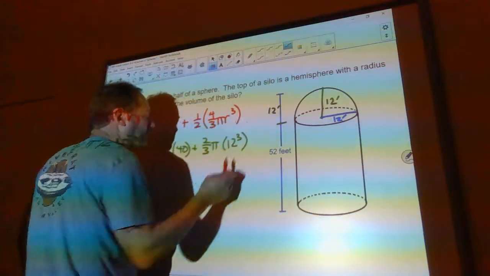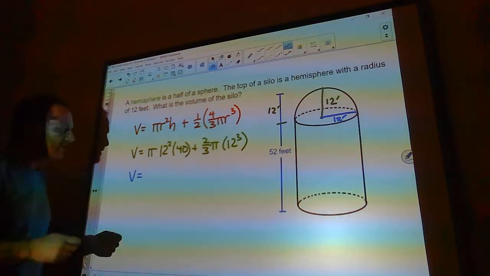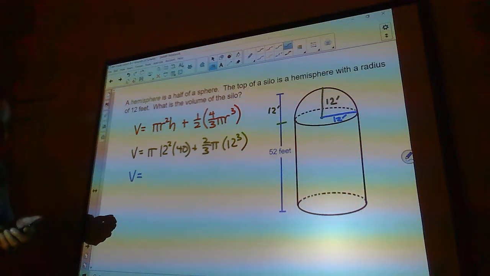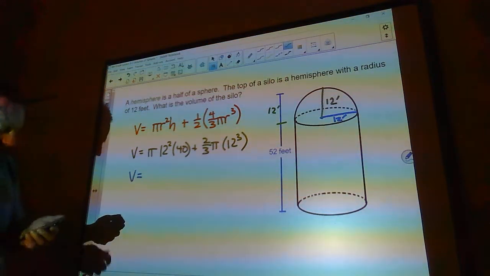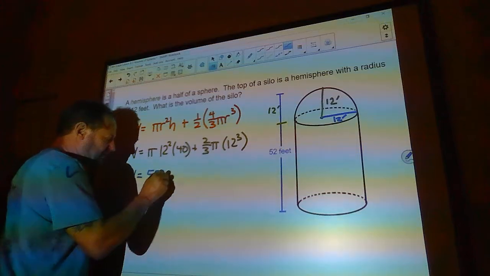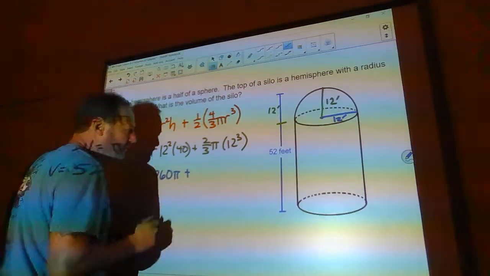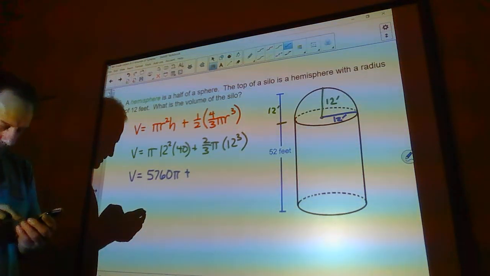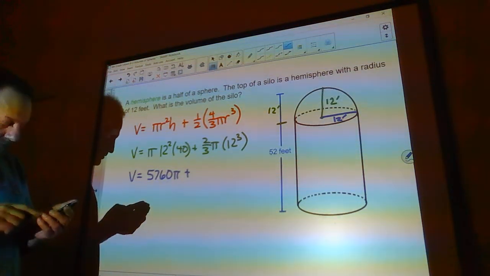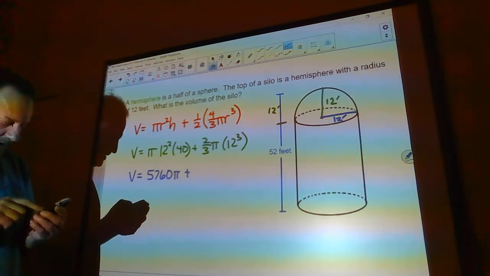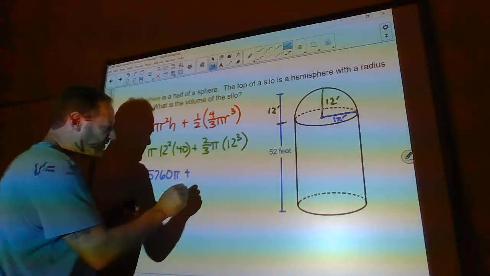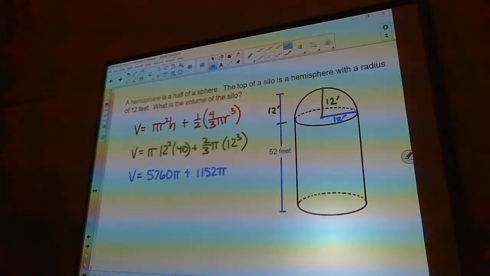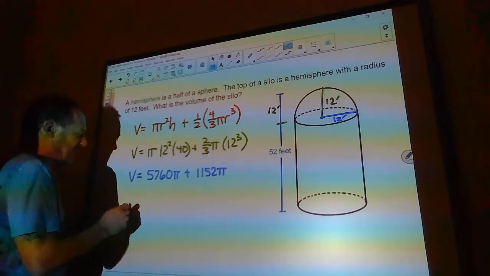So we're probably going to want to use our calculator at this point. 12 squared is 144 times 40. This is 5,760. Don't forget the pi. Plus 12 cubed times 2 divided by 3. This is 1,152 pi over here. Okay, I can combine these things because they're both pi's.